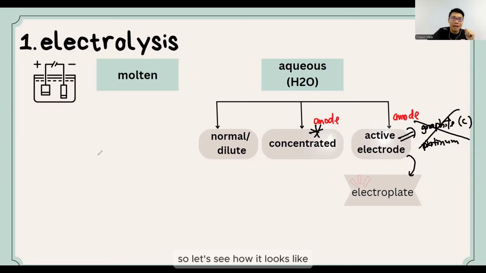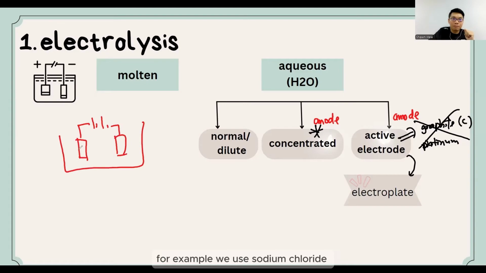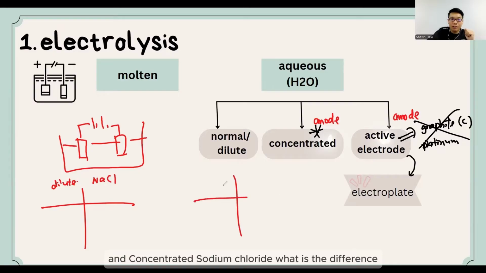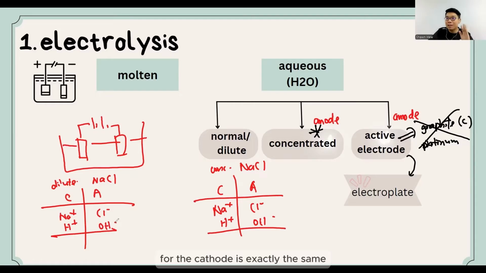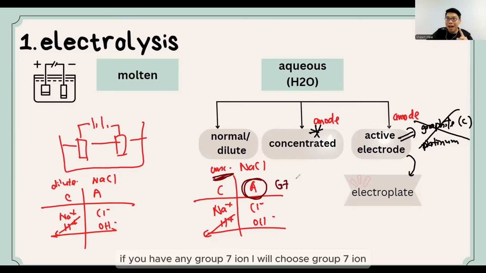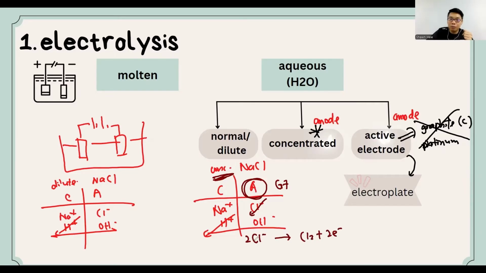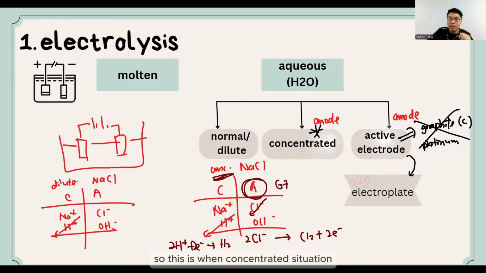So let's see how it looks. For example, we use sodium chloride. If it's dilute or normal sodium chloride and concentrated sodium chloride, what is the difference? For the cathode, it's exactly the same. We'll choose H again, but it will affect anode when it's the concentrated situation and only affect group 7. If you have any group 7 ion, I will choose the group 7 ion. And then here is the same. So when it is the concentrated situation, it will affect the anode, group 7 will get discharged.